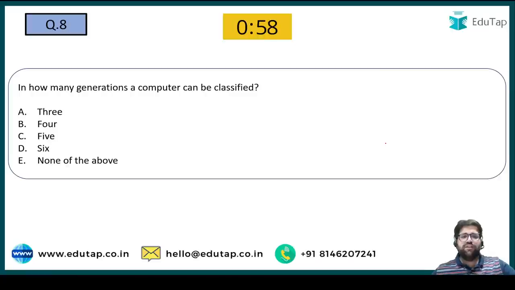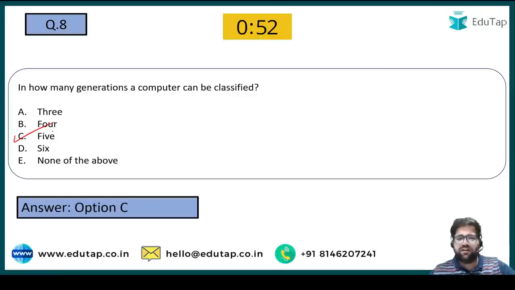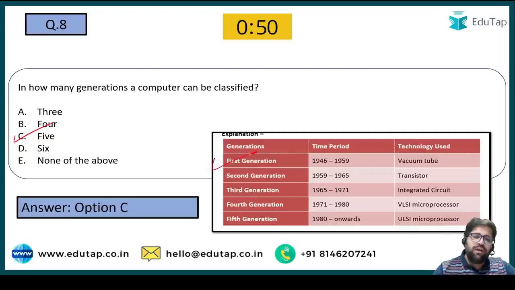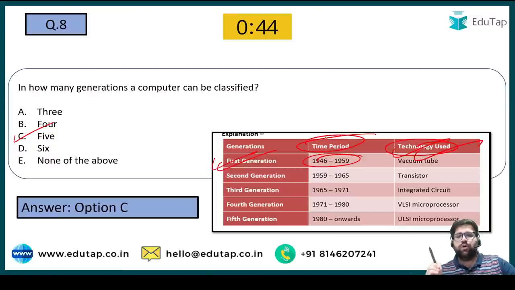How many generations of computer has been classified? So this is a very easy level question. Let's not waste our time. There are 5 levels of generations which we have. Now, this is the time period and technology. So technology part we have used. Now, focus on the time period.